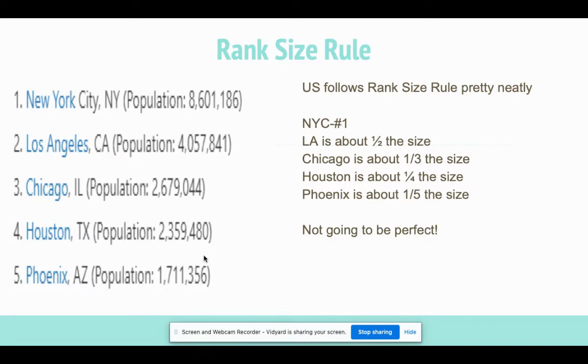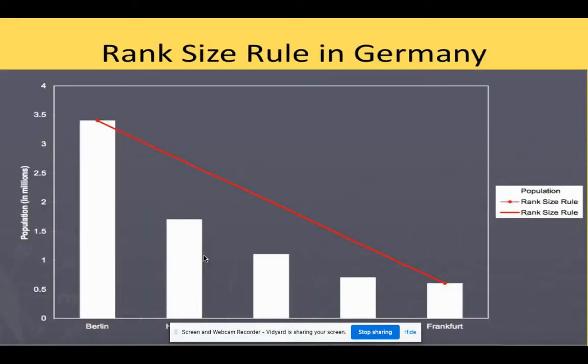So not exactly perfect, but this follows this rank size rule pretty neatly. There are other countries in our world that show examples of the rank size rule. Germany is a country that also doesn't follow it neatly, but you can see that the largest city in Germany, Berlin, has about 3.5 million people.